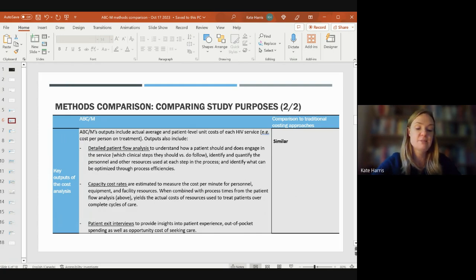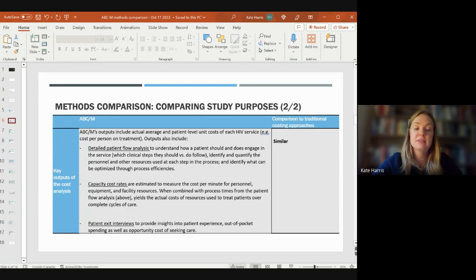Where did they see patients? How much time did they spend at different steps? Were there steps that were missed? Were there steps that were added, perhaps? What medication did they receive? That's what we mean by detailed patient flow analysis. And then you compare what steps they should do and the time they should spend with what they actually do to get a sense of things that might need to be optimized or process efficiency.